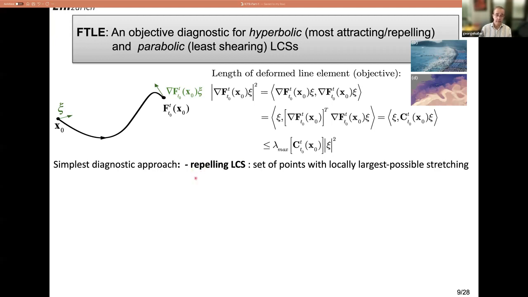So the simplest diagnostic approach to finding this line here, the theoretical centerpiece of that material spike, or in backward time, that's going to be an attracting LCS. So first I'm going to talk about the repelling LCSs and then come back to attracting ones. So a repelling LCS would be the set of points with the locally largest possible stretching. So I would look for a set along which this eigenvalue is as large as possible.